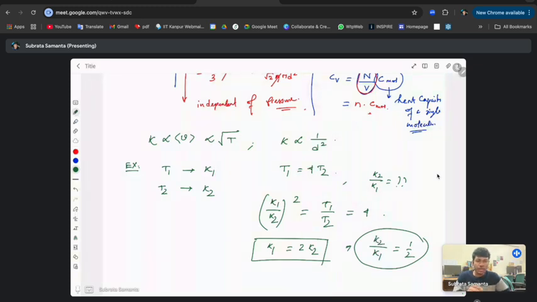In the same way, if there are two diameters, d1 and d2, we can also calculate the ratio of kappa 2 to kappa 1, because we know how kappa varies with diameter d while the others are fixed: the temperature, average speed, and C mole.